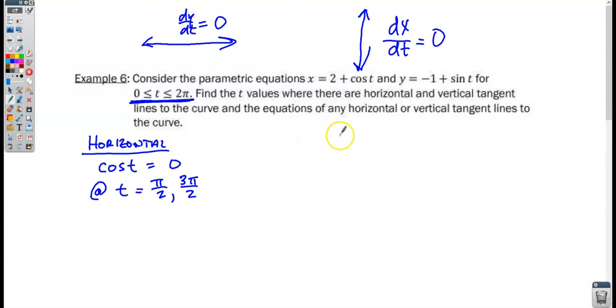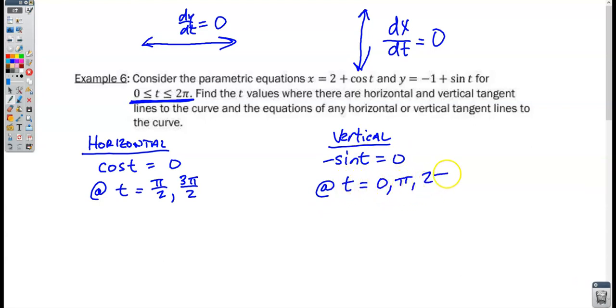All right, and I'm going to run these in parallel. For the vertical tangent lines, we're looking for where dx/dt is equal to 0. So we take the derivative of this, set that equal to 0, and that's equal to 0 at time 0, pi, and 2 pi. Okay. Now, we've accomplished the first task here. We've found the t values where there are horizontal and vertical tangent lines to the curve. Now, we want the equations of those horizontal and vertical tangent lines to the curve.